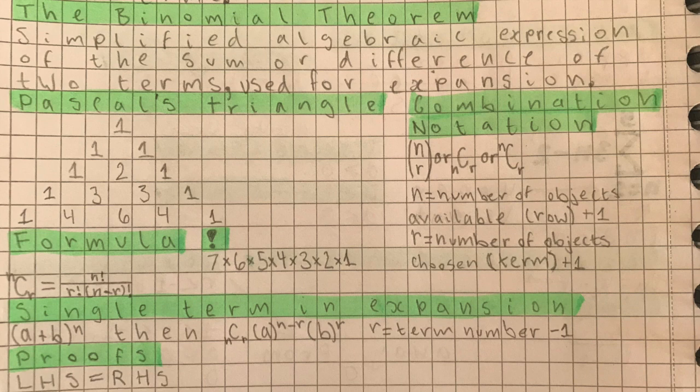So a binomial is a simplified algebraic expression of the sum or difference of two terms. Now, that just sounds like words to me. I don't know what that means. But essentially, you use the patterns you can find to expand the brackets. You're doing expansions. So to understand how this works, you have to know what Pascal's triangle is.